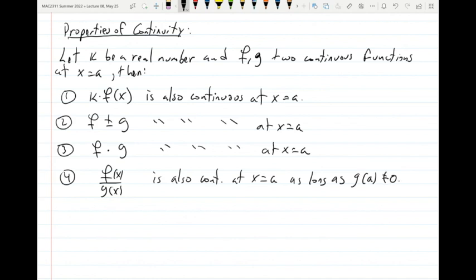Because if both f and g are continuous, but it turns out that the function g happens to be 0 at a, then of course, when you look at the quotient, this is not going to be continuous because the quotient is not defined at a. So this property is the same thing that we have for limits. That means that continuity behaves well with respect to all of these operations, the algebraic operations that you like to do with functions. That's basically what we're saying here. We don't lose continuity.